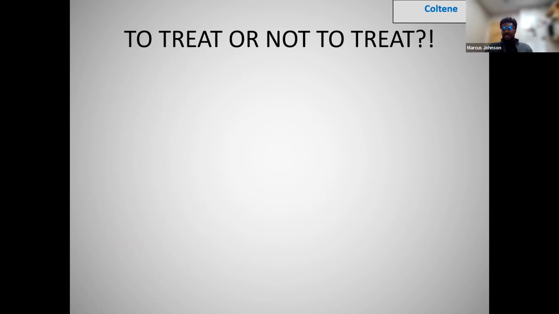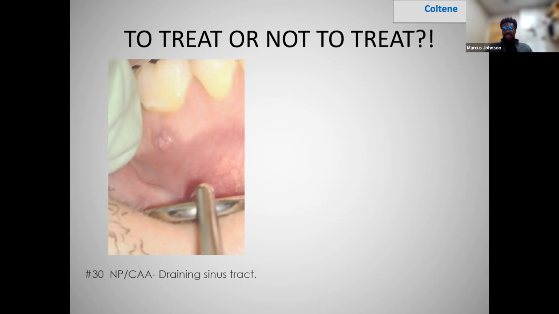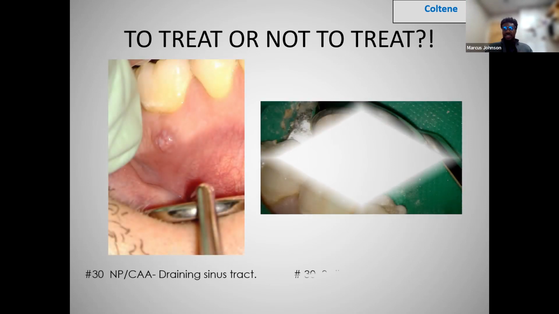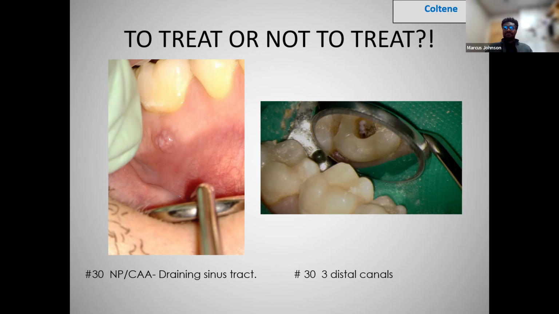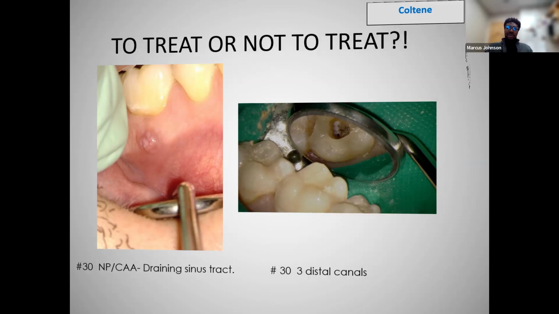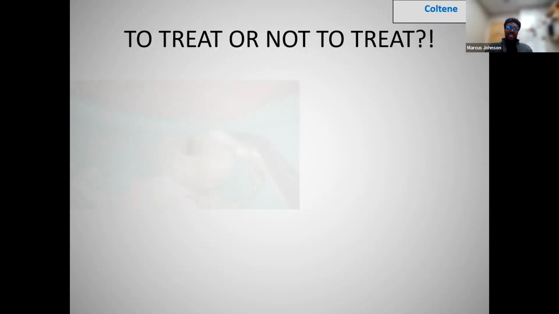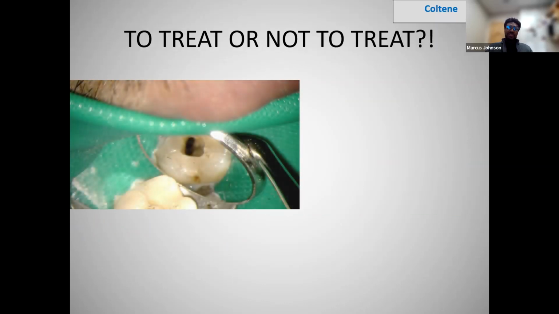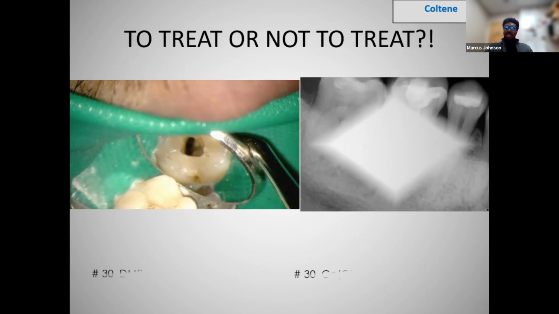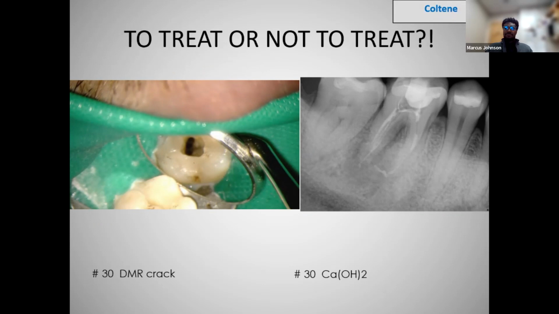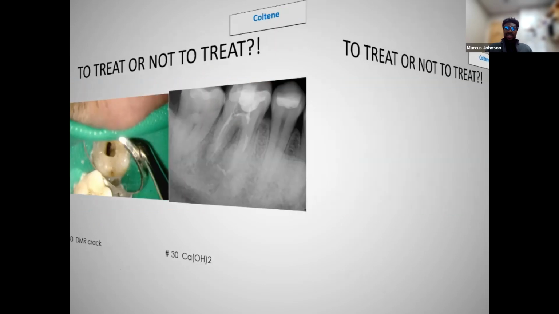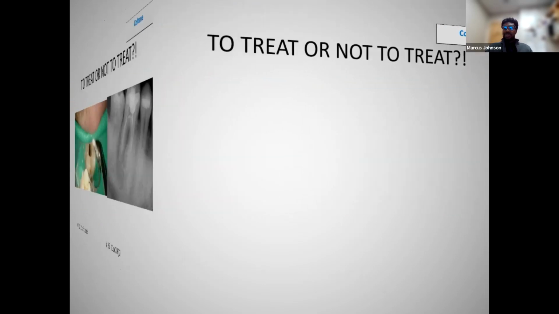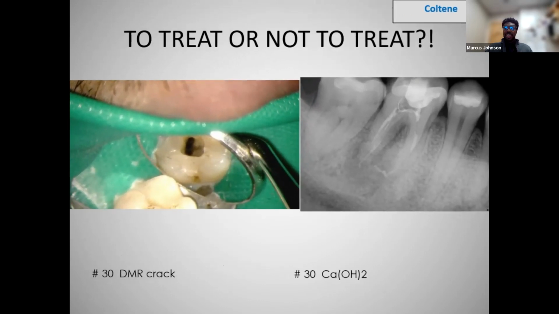So it's very basic, but I still love tracing the sinus tract just for giggles, and it's nice to show the patient as well. 3 distal canals here. Obviously, at the microscope, you can see that. Still under isolation, so we feel very confident that aseptic technique is being honored. Calcium hydroxide. You can see I overexpressed it. Sometimes that happens.